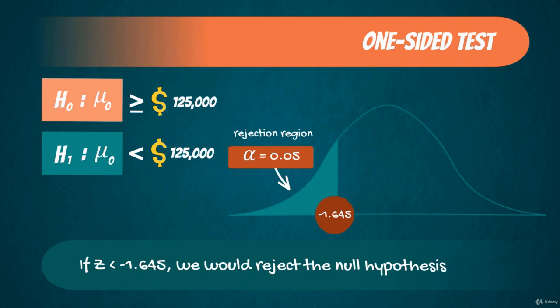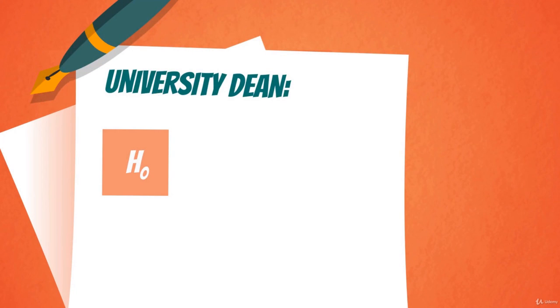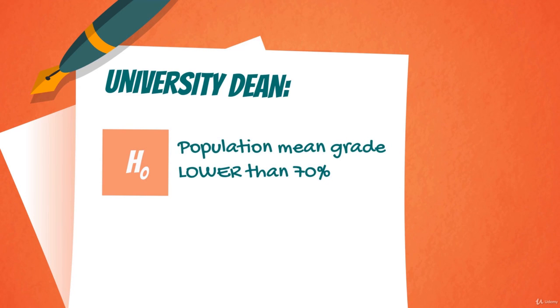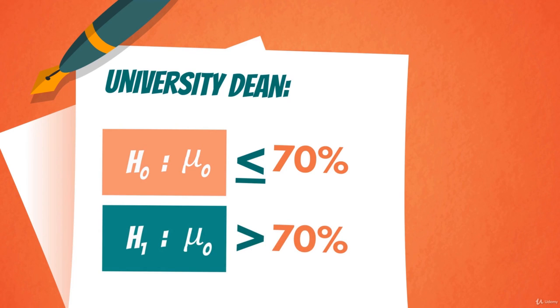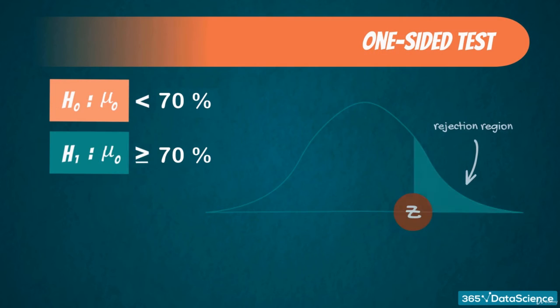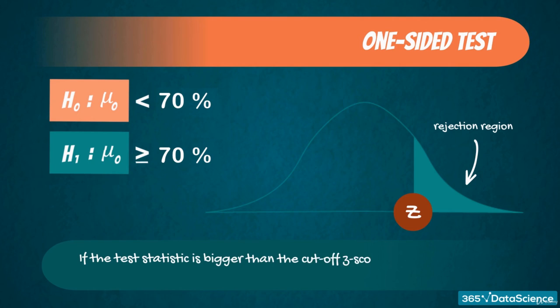All right. To exhaust all possibilities, let's explore another one-tail test. Say the university dean told you that the average GPA students get is lower than 70%. In that case, the null hypothesis is mu0 is lower or equal to 70%, while the alternative, mu0 is bigger than 70%. In this situation, the rejection region is on the right side. So, if the test statistic is bigger than the cutoff z-score, we would reject the null. Otherwise, we wouldn't.